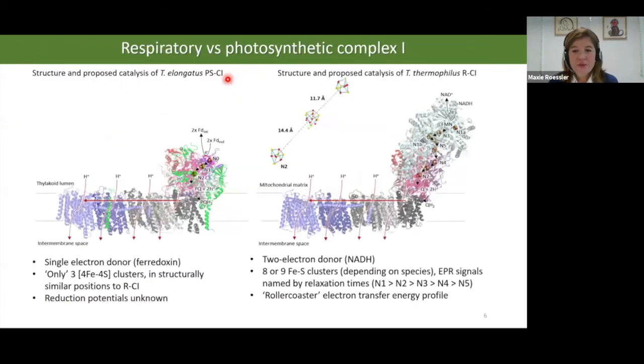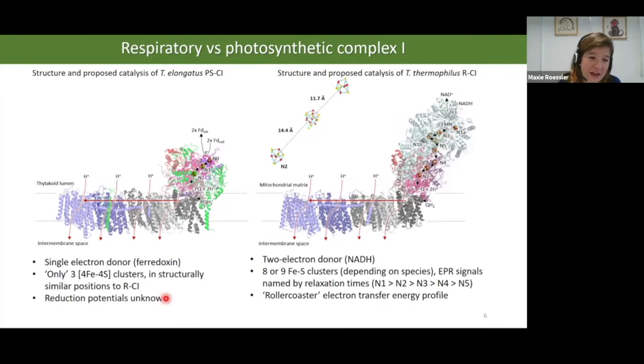So here's a bit of a comparison with the respiratory enzyme shown on the right-hand side here. That's a bacterial structure here. And you can see there's really quite a lot of structural similarity. The most obvious difference is that the photosynthetic enzyme is missing a large chunk of the hydrophilic domain of this enzyme. And of course, it's only got 3 iron sulfur clusters as opposed to this really long chain of iron sulfur clusters that we have in the respiratory enzyme.